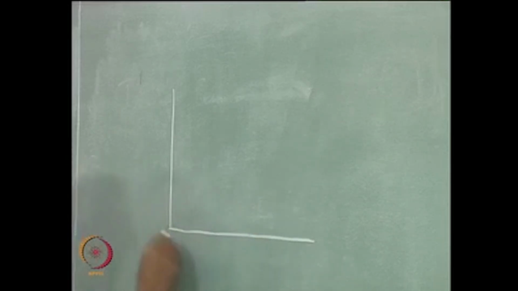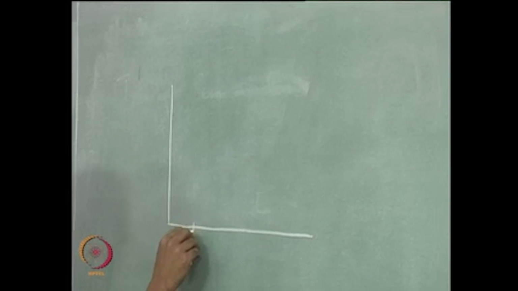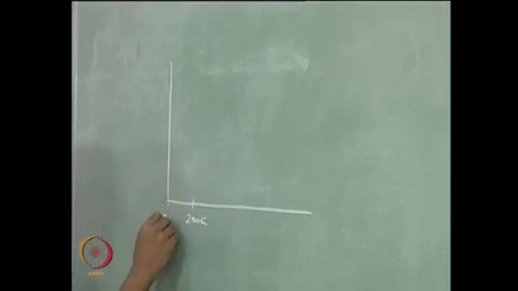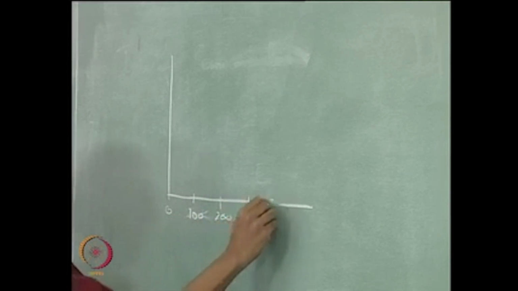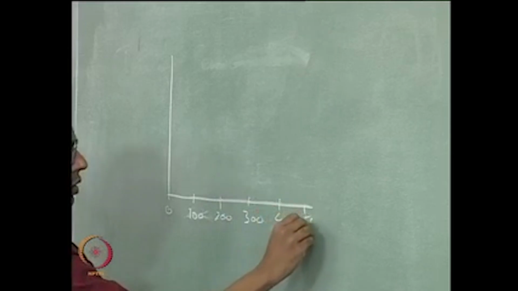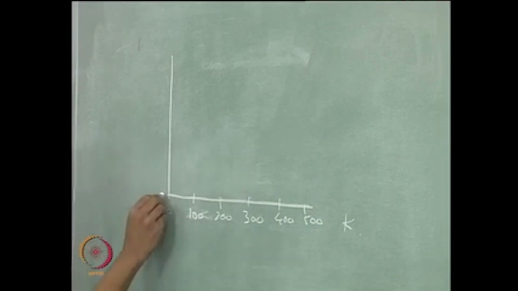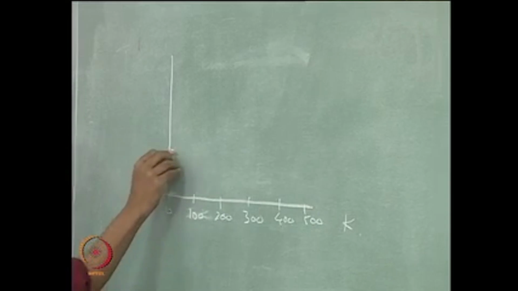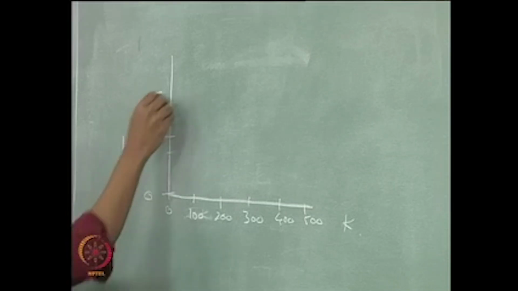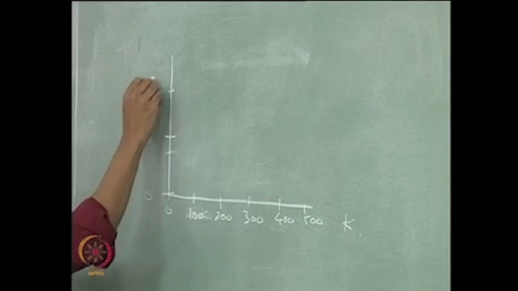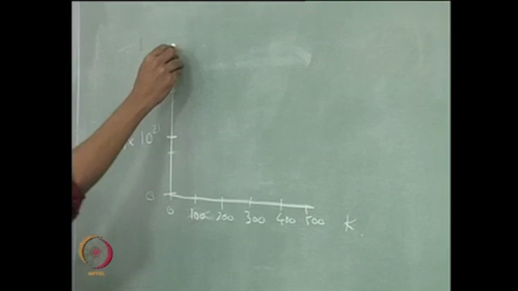So this is in a linear scale, so let us say this is 0, this is 100, this is 200, this is 300, this is 400, this is 500 Kelvin, and this is also 0, and let me put it here 10 power 21 per meter cube, 2 into 10 power 21 per meter cube, charge carrier concentration and so on.